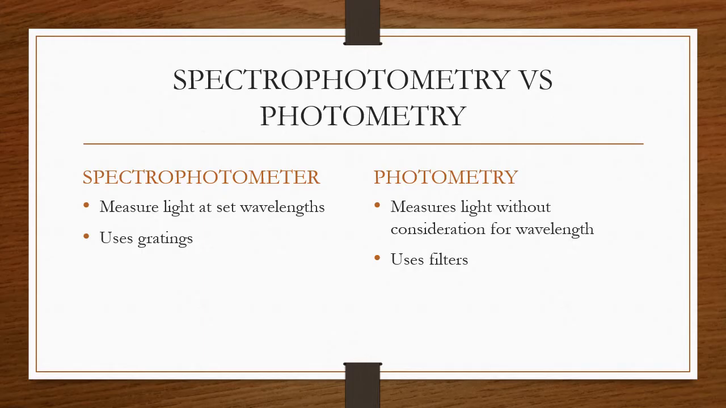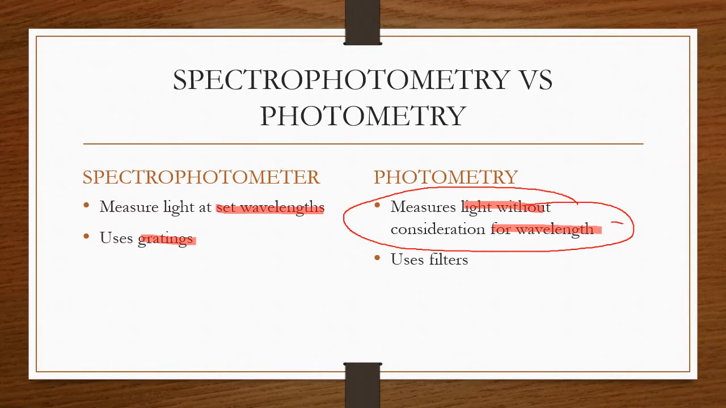So, spectrophotometry versus photometry. When you say spectrophotometer, it measures light at set wavelengths. This is very important because we consider wavelengths in spectrophotometry, and it uses gratings or prisms. It's a type of monochromator, which we're going to be talking about later. As opposed to photometry, which uses light without consideration for wavelength. So basically, when you talk about photometry, you're simply measuring light without consideration for wavelength.